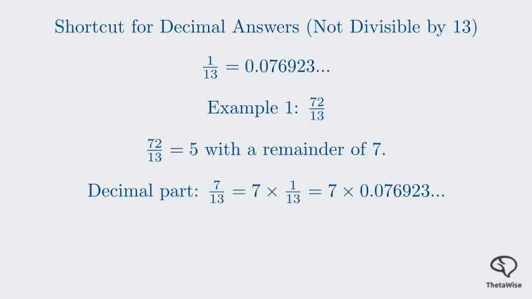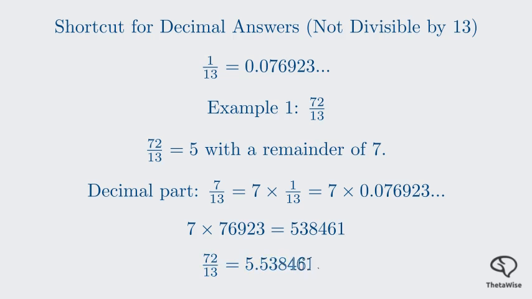7 times 76,923 is 538,461. The result is 538,461. Now we place this after the decimal point. So 7 divided by 13 is 0.538461, repeating. Combining the whole number and the decimal, we get our final answer. 72 divided by 13 is 5.538461, repeating. Let's try another example to solidify this shortcut.